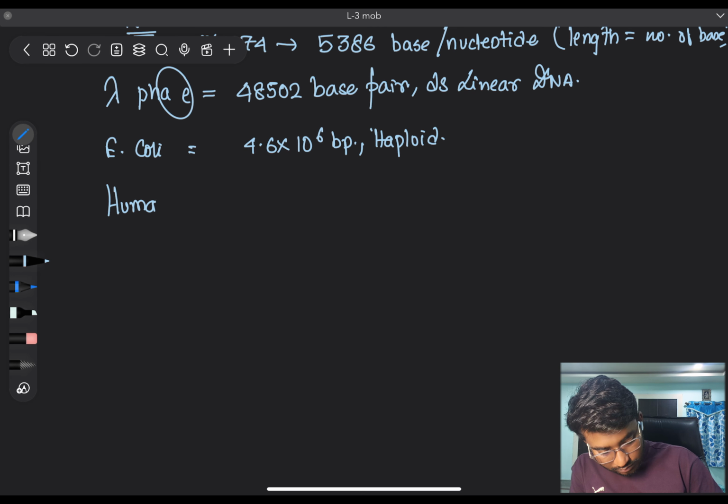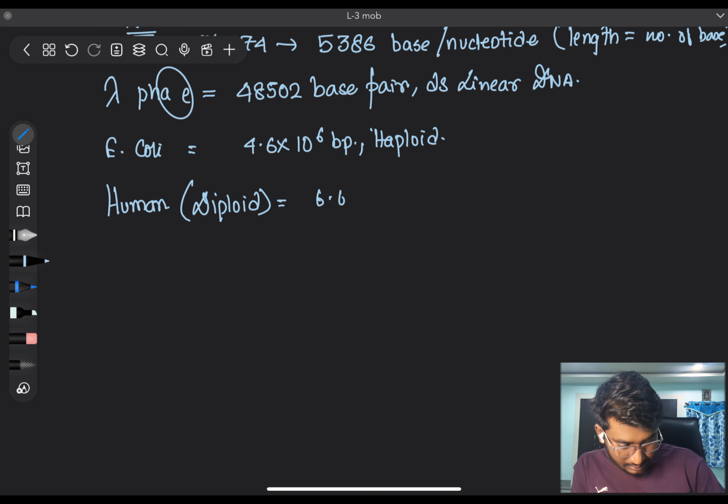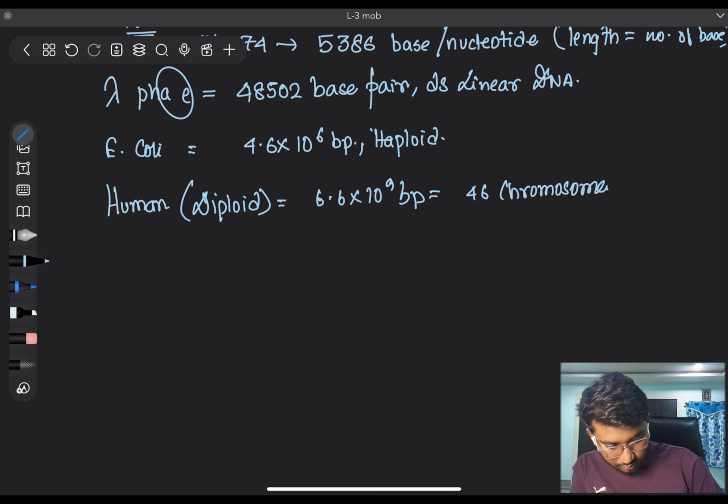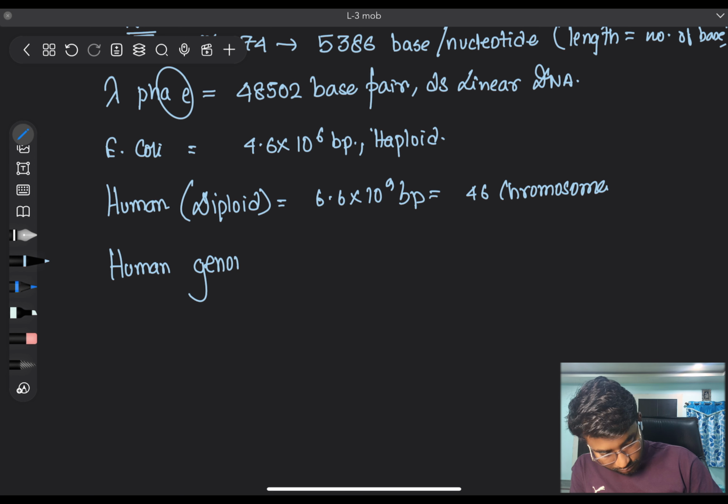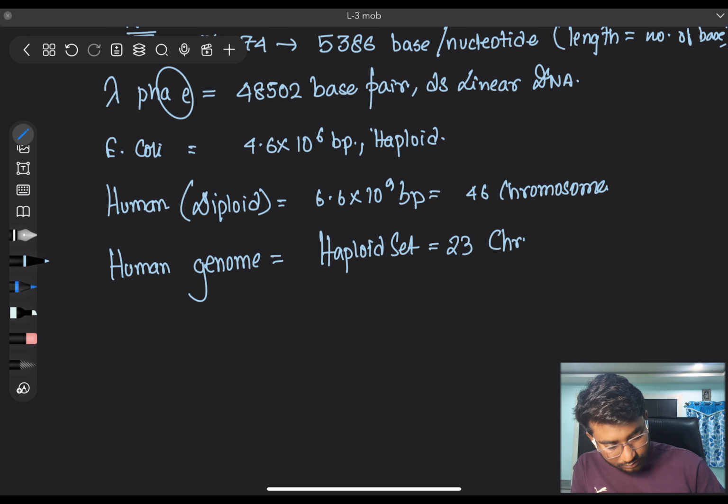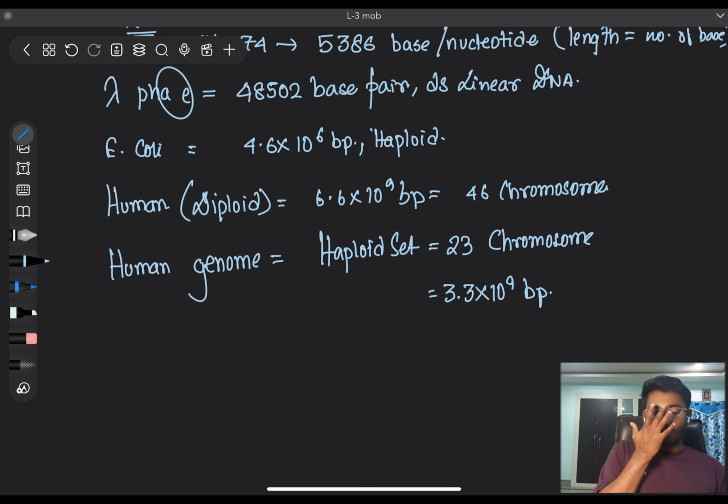Human is diploid with 6.6 into 10 to the power 9 base pairs, so 46 chromosomes. The human genome, haploid set, has 23 chromosomes and 3.3 into 10 to the power 9 base pairs. Got my point?